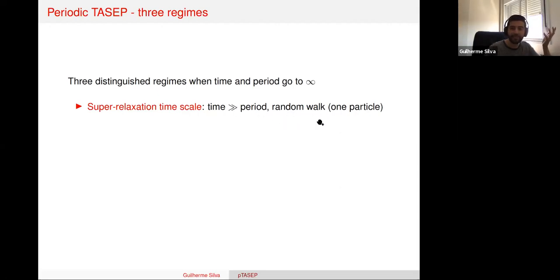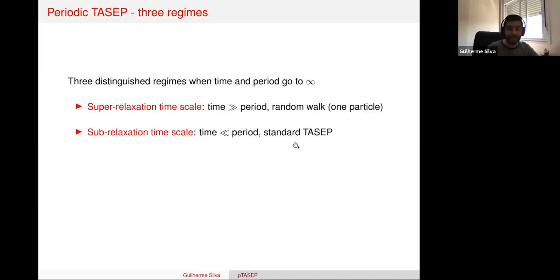And basically, if you start looking at correlations or fluctuations of the height function, that's going to be essentially the fluctuation of a random walk, so a single particle, which means Gaussian, right? Another regime is when the time is much smaller than the period. So the period is becoming larger, and one group of particles never exactly gets to correlate with the next group of particles, which means that the dynamics is basically the standard dynamics for the TASEP.